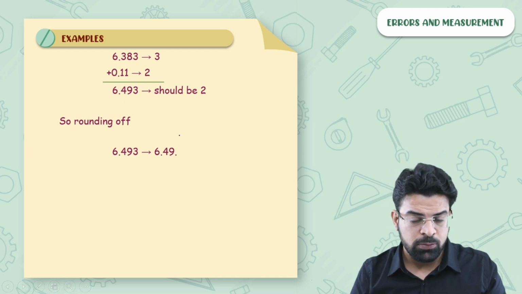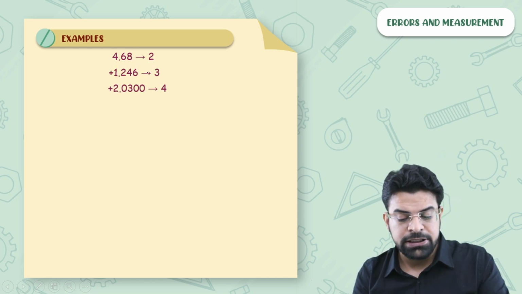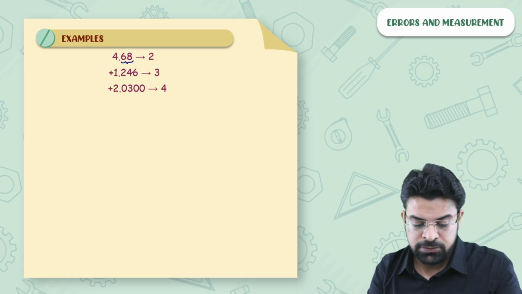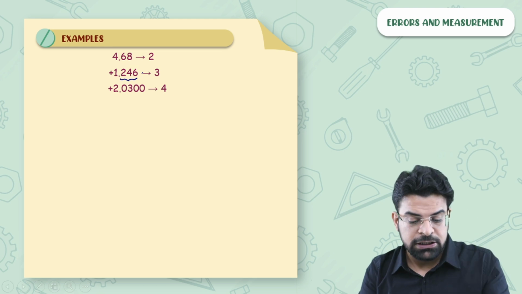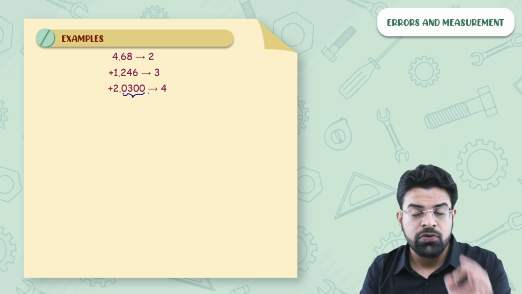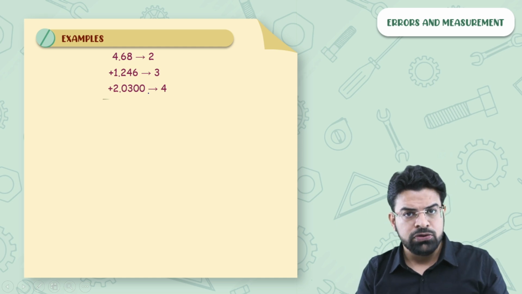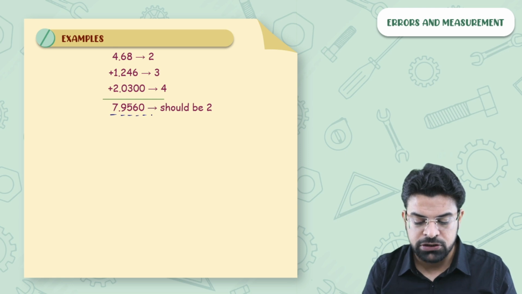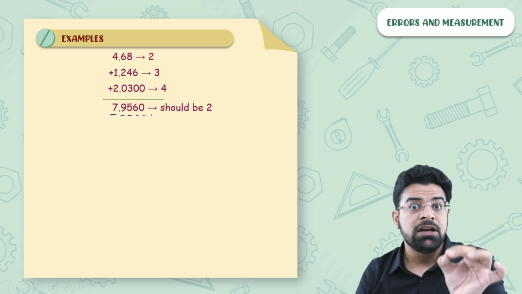Let's practice one more example. Let's say this time we have 3 numbers to add. You can see in the first number we have 2 significant figures after the decimal. In the second one we have 3 significant figures after the decimal. And in the third one we have 4 significant figures after the decimal. So simply add them up using your basic maths. When you add them, you get 7.9560. How many significant figures after the decimal should the final answer have?